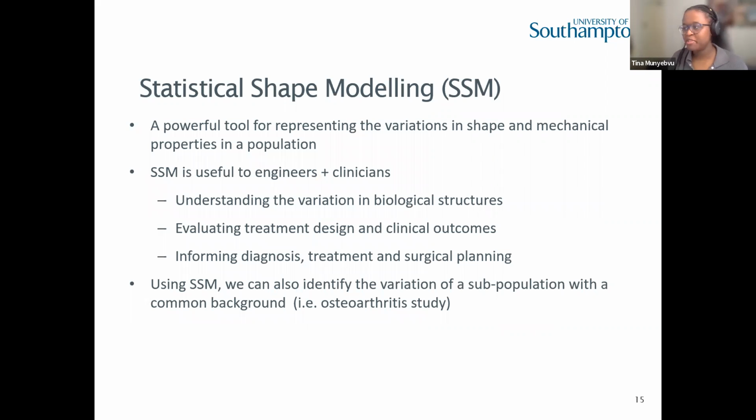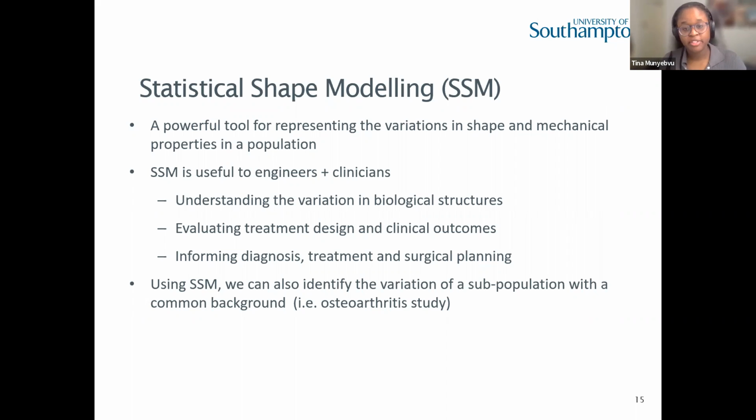So what is statistical shape modeling? I'm hoping I can explain this without going too much into it. But studying the difference between people's joints is a challenge for any researcher when they're designing tools or devices for treatment or prognosis. So statistical shape modeling is a computational modeling technique which can represent those variations in shape or mechanical properties in a population. So it can identify this anatomical variation in a subgroup as well with a common background.